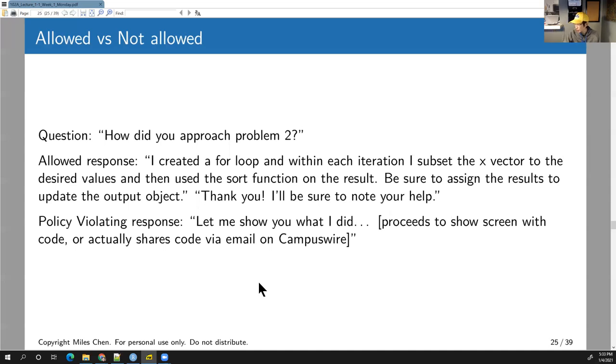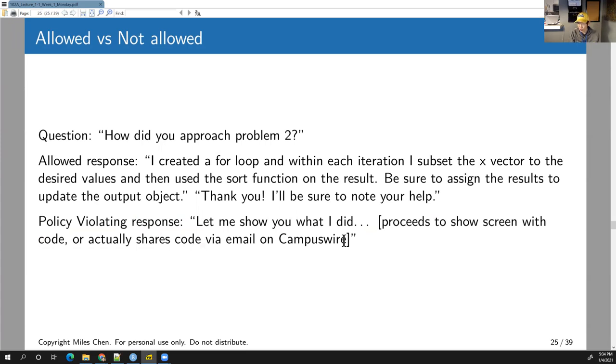Just some silly examples, right? Someone says, how did you approach problem two? And you can say, I created a for loop and within each iteration, I subset the vector this way and used the sort function and things like that. This is allowed, okay? Something that would violate the policy is saying, let me show you what I did, and then you show the actual code or something like that, okay?